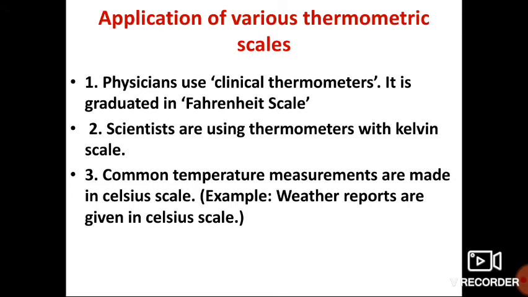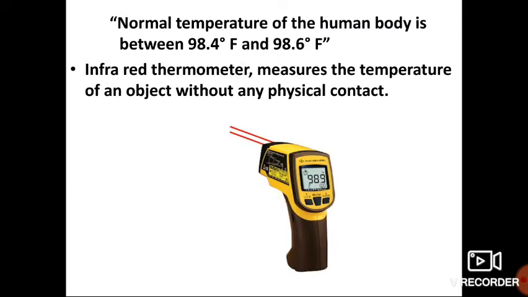So these are three scales of temperature: Fahrenheit scale, next one Kelvin scale, another one is Celsius scale. Celsius scale is used by weather reporters. Weather reports are given in Celsius scale. Clear? Then next one, normal temperature of our human body is between 98 degree Fahrenheit and 98.66 degree Fahrenheit.